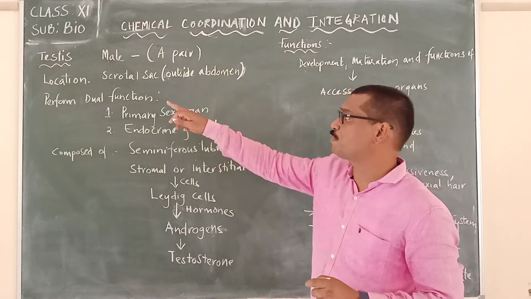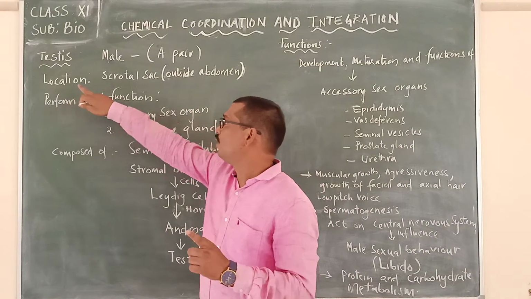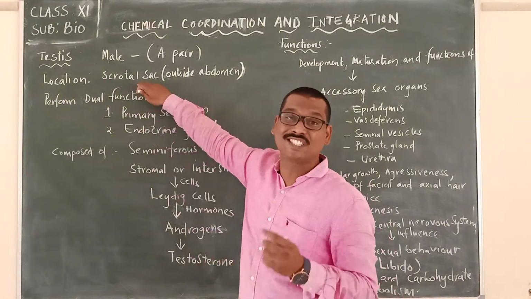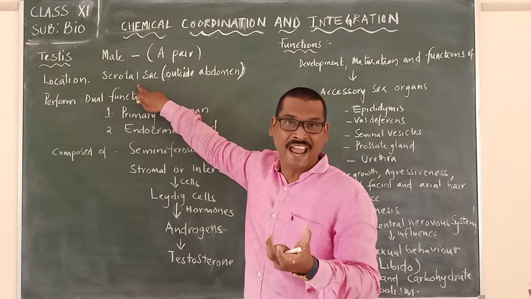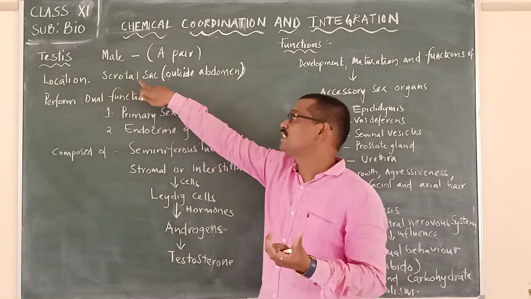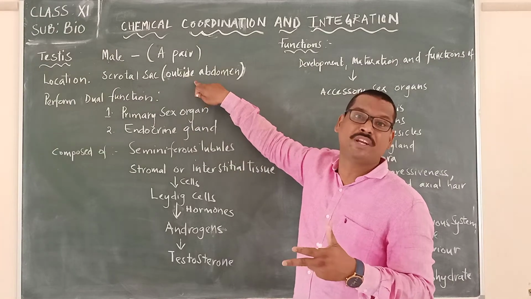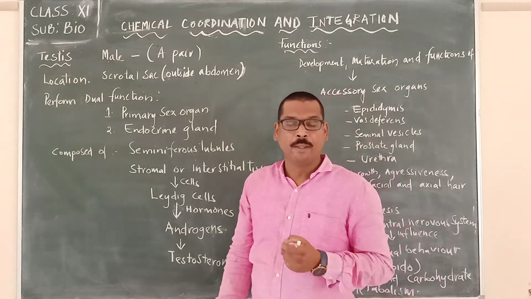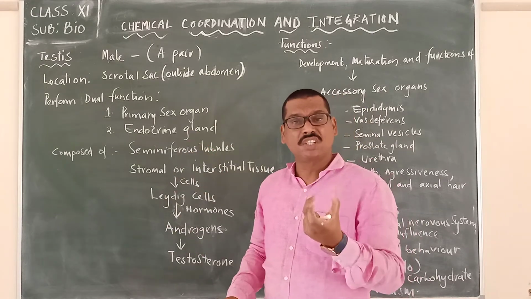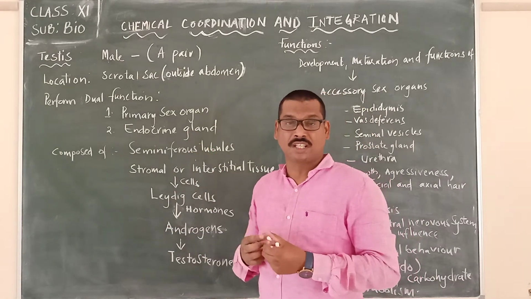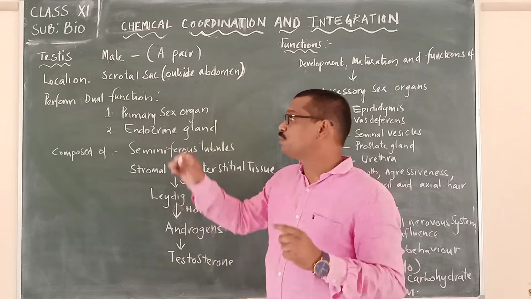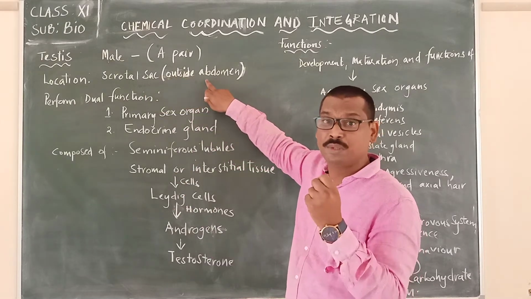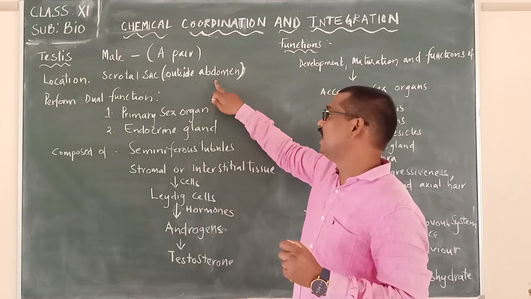So where are these testes present? If you look at their location, these are present in a pouch-like structure. We call it a scrotum or scrotal sac, that is outside the abdomen, in between the legs. So you have to remember that the testes are present in a pouch-like structure called the scrotum, otherwise called the scrotal sac, which is just outside the abdomen in between the legs.